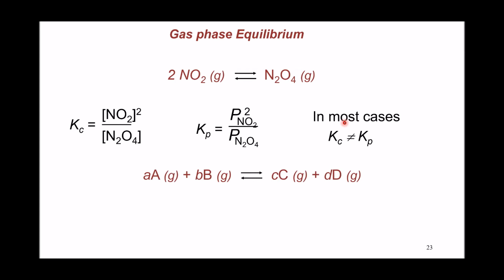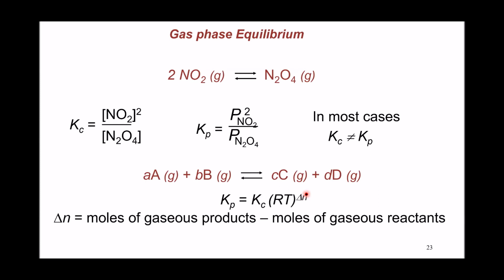They're actually related to each other for any gas phase reaction using this formula right here, where the pressure-based equilibrium constant equals the concentration-based equilibrium constant times RT to the power of delta N, where delta N is the change in number of moles of the gas during the course of the reaction. It's basically the difference between the number of moles of the products and the number of moles of the reactants.